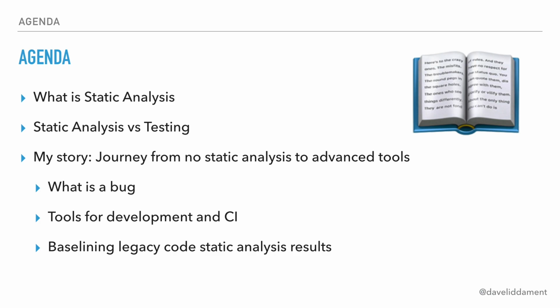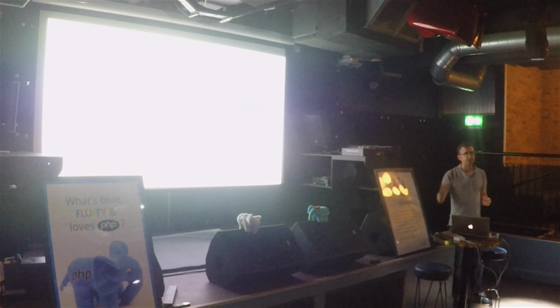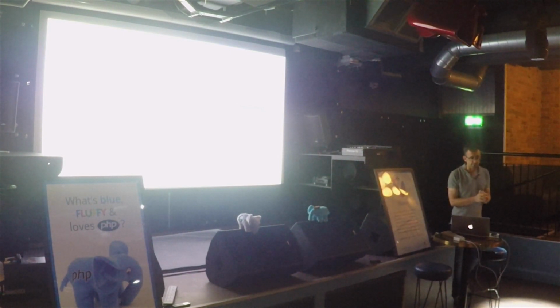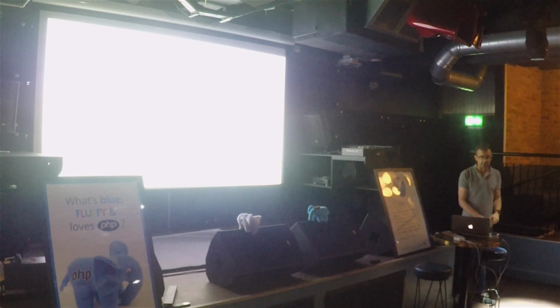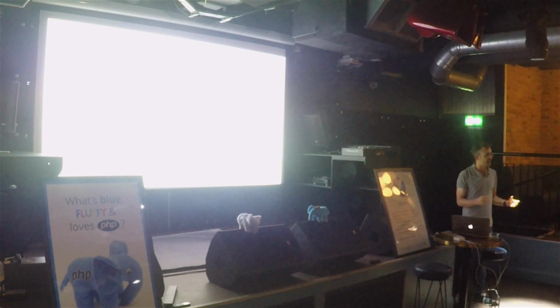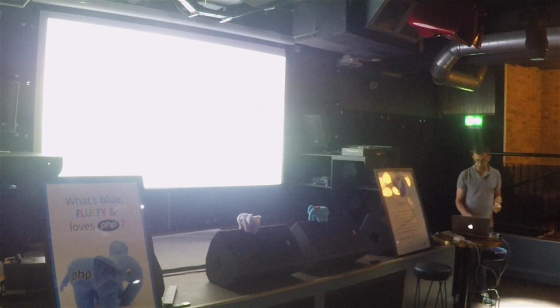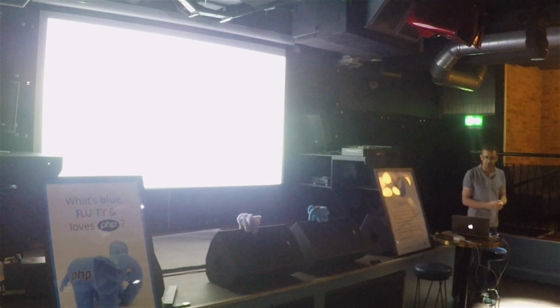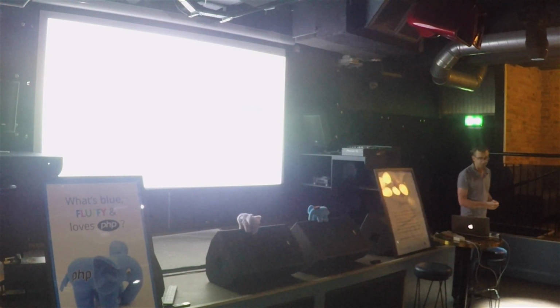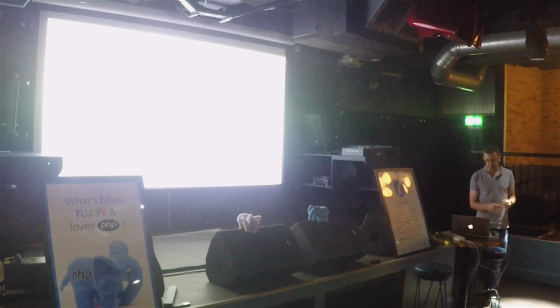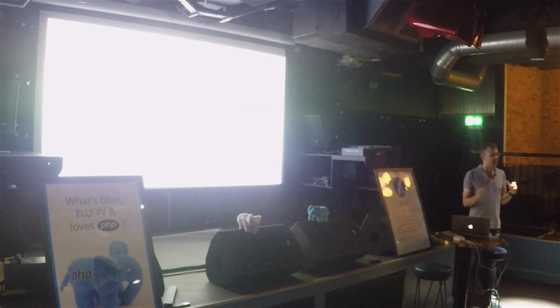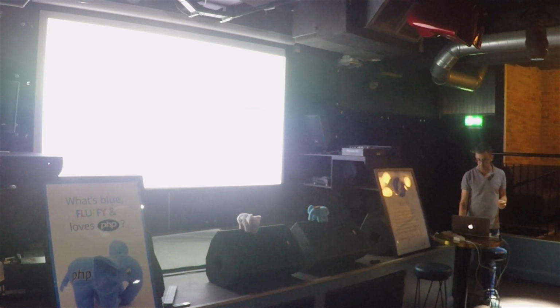So basically, it's going to be my story when I went from no static analysis tools to relatively advanced static analysis tools. But before we start the story, a bit of a prologue. We'll look at what static analysis actually is, and we'll compare static analysis to testing. And as the story goes on, we've got lots of exciting bits like what is a bug and what tools can we use, and finally how we can baseline our legacy code and apply advanced static analysis to it.